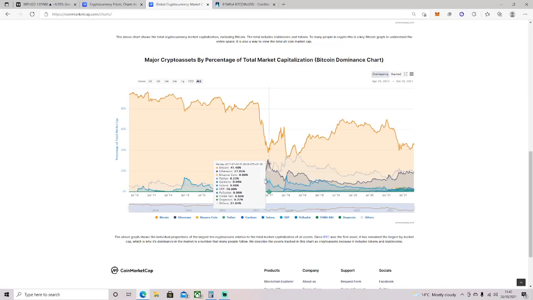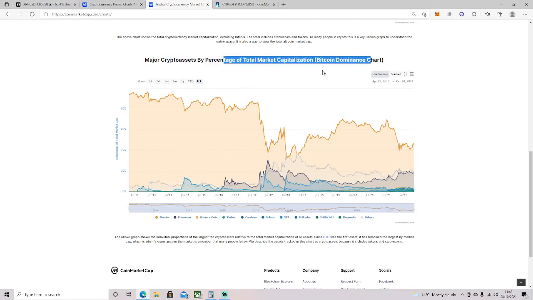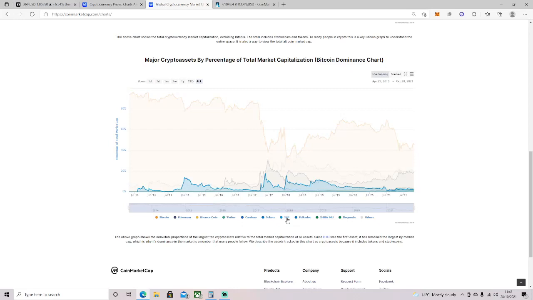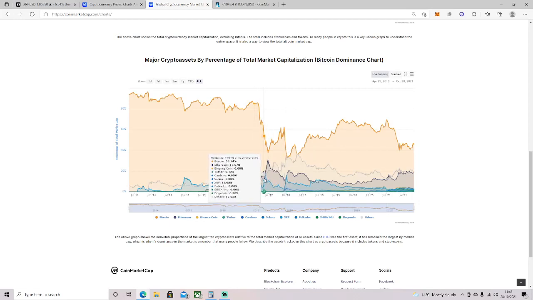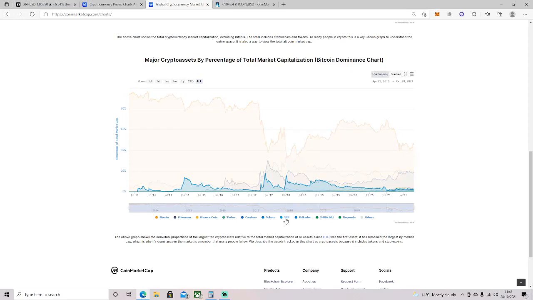I'm going to show you a few things, and then we're going to talk about some maths, and we're going to show you where XRP could probably go, or possibly go. So this is major crypto assets by percentage of the total market cap, or Bitcoin dominance chart. So in this chart, you can see at the bottom here, there's a key. The ones we're looking at, just for this example, are XRP, Ethereum, and Bitcoin. So as you can see here, bang, XRP engulfs Ethereum's market cap twice in the 2017 bull run. So what's to say that XRP can't do that again?